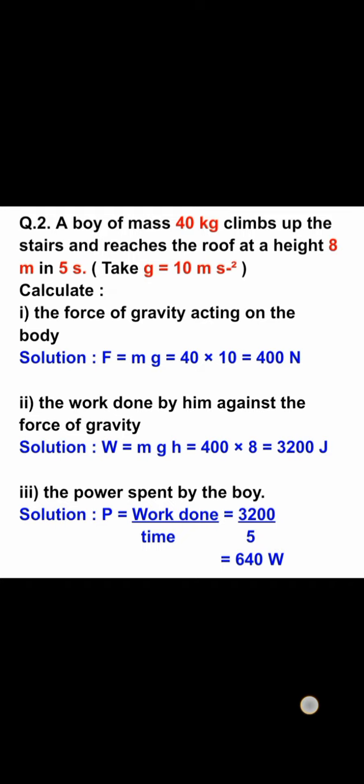Second part, work done by him against the force of gravity. So here the formula of W will be W equals m into g into h. And in part 1, we have the value of m into g, that is 400 into 8. The value of h we have to put. So it's 3200 joule. And third is power spent by the boy. So power's formula is work done by time. So work done 3200 joule, which we got in number 2, divided by 5 equals 640 watt is the answer.